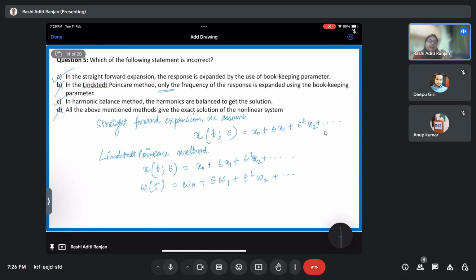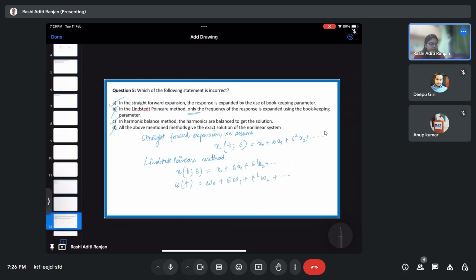The analytical methods that we are studying can give me an approximate analytical response, but they do not give me the exact solution of the nonlinear system. Okay, I hope that this is clear.